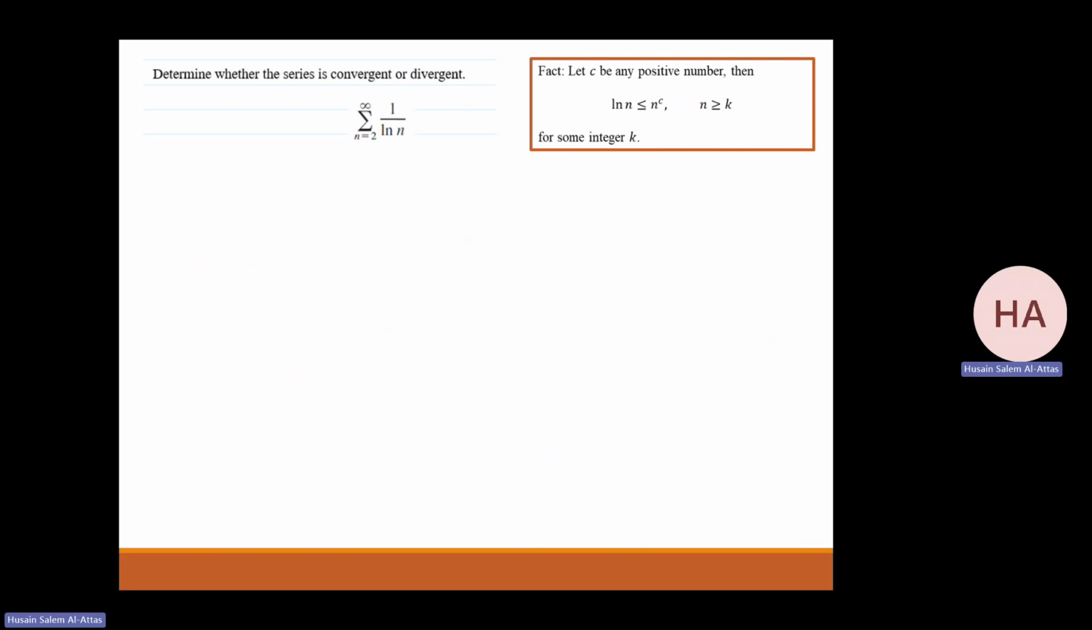1 over ln n. Sometimes you need to remember some of the algebraic things. I know ln n is always a positive number. Always we can find a k so that ln n is less than or equal to n to the power c, where c is any positive number or some integer k. So here I will do this: ln n is less than or equal to n, as n goes to infinity. So that implies 1 over ln n is greater than or equal to 1 over n.